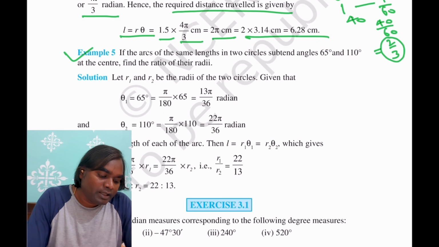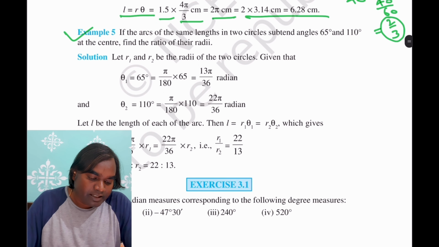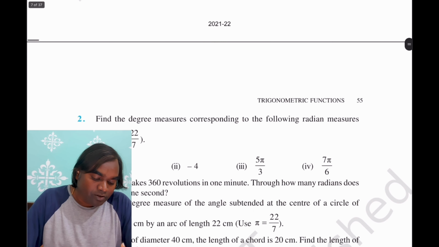Similarly, you can do this example number 5. You do this, it is a very interesting example. If you have any doubt, I will make you clear.